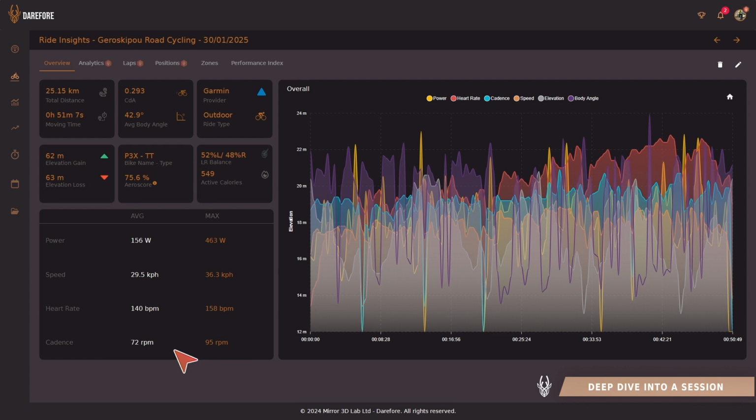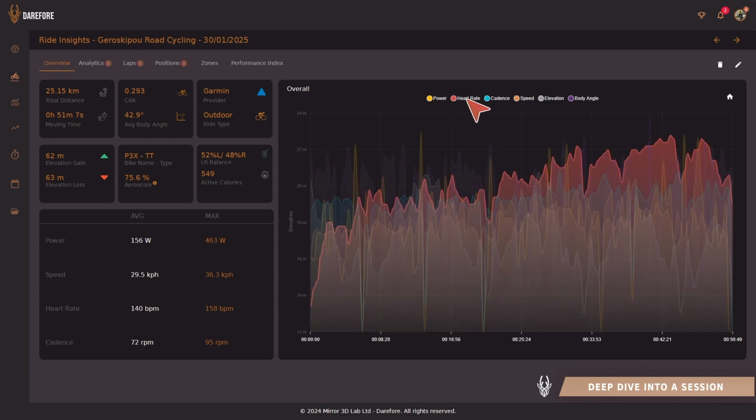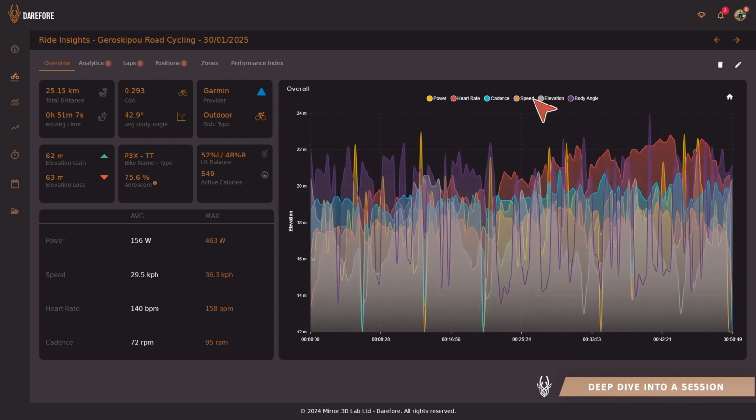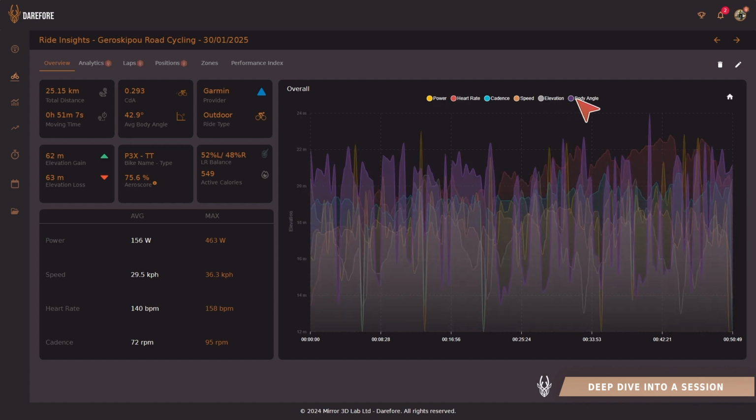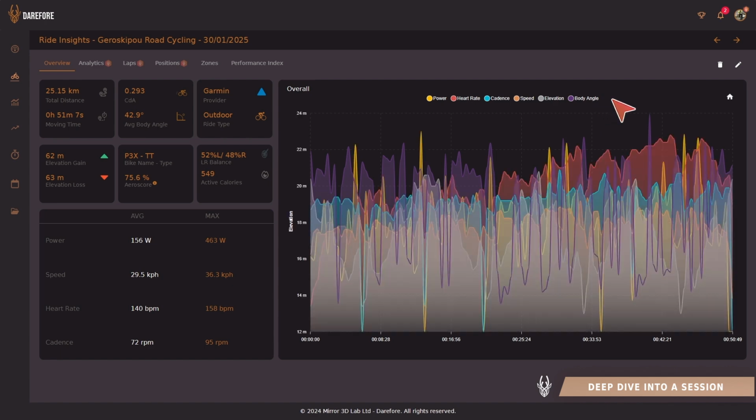Now, let's analyze the ride in more detail using the graph. We can see fluctuations in power, heart rate, speed, and elevation throughout the ride. Notice how the body angle line, the purple line, shows more pronounced fluctuations than initially expected. This indicates that the rider made frequent adjustments to their position throughout the ride.